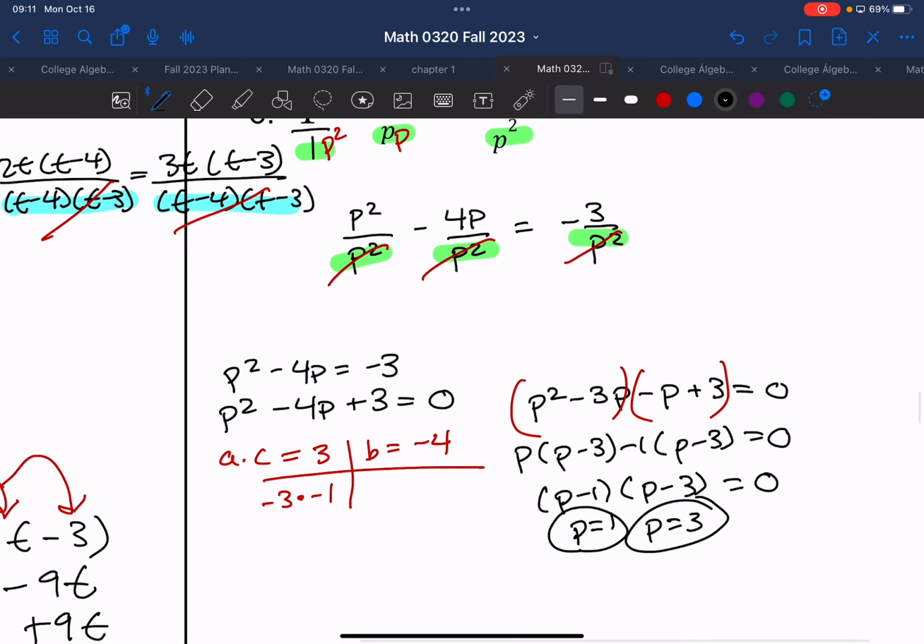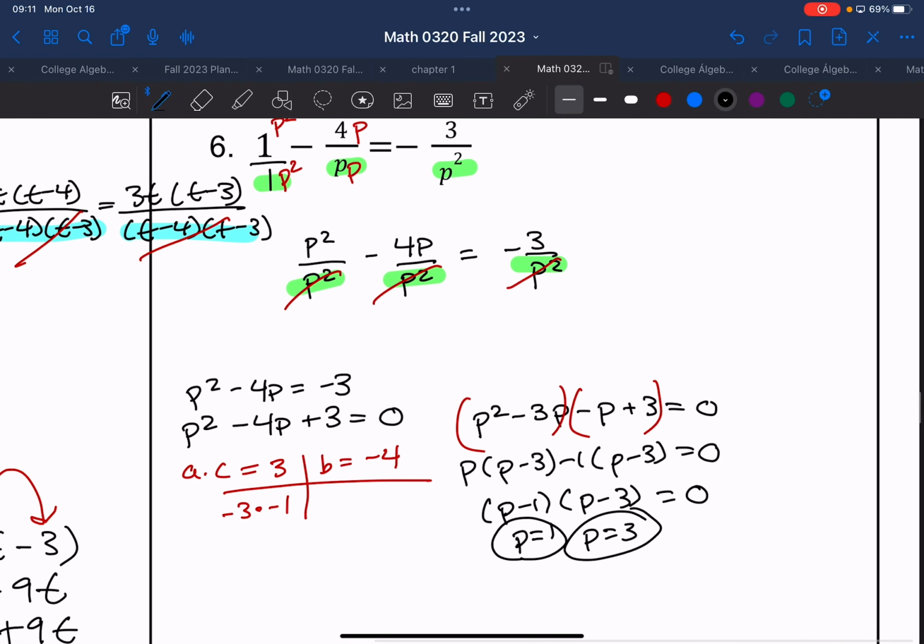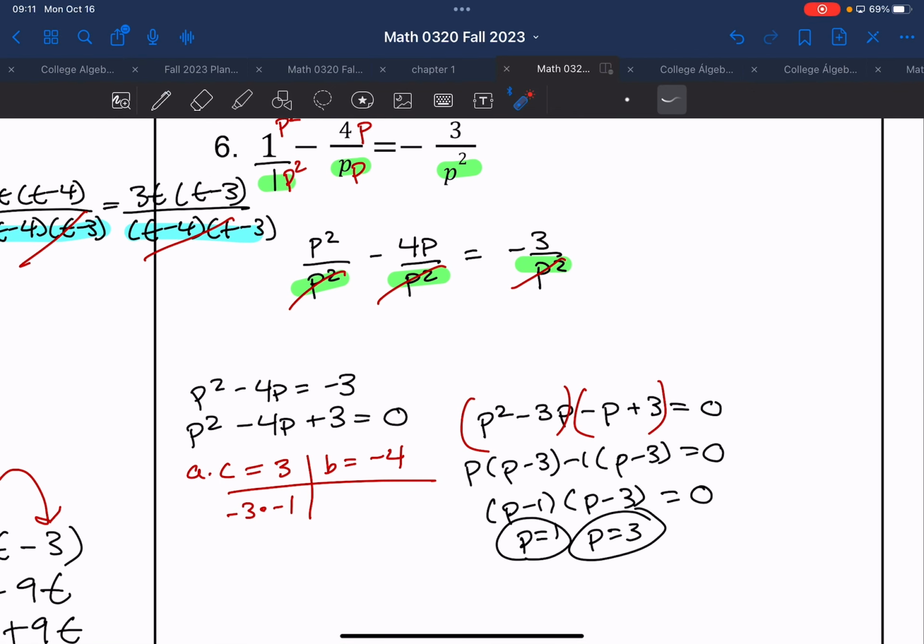We need to check. So we go back to the original problem. And in the original problem, we had a p and then a p squared, both of those in the denominator. If I plug in a 1 or a 3 into either of those, will I ever get a 0? No, I won't ever get a 0. So that means that p equals 1 and p equals 3 are both my answers.